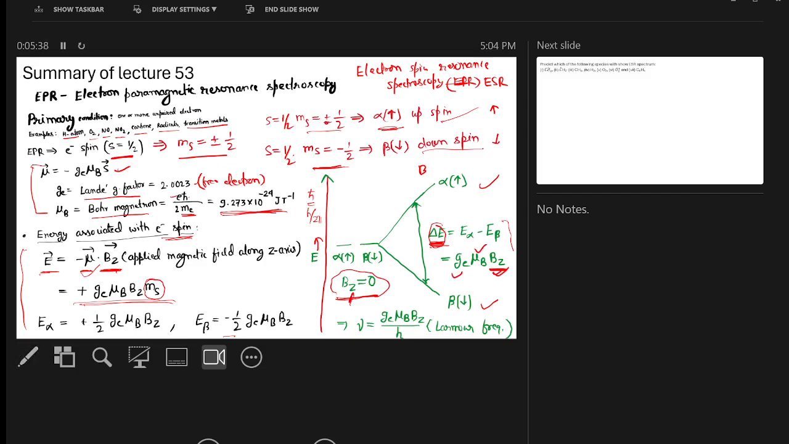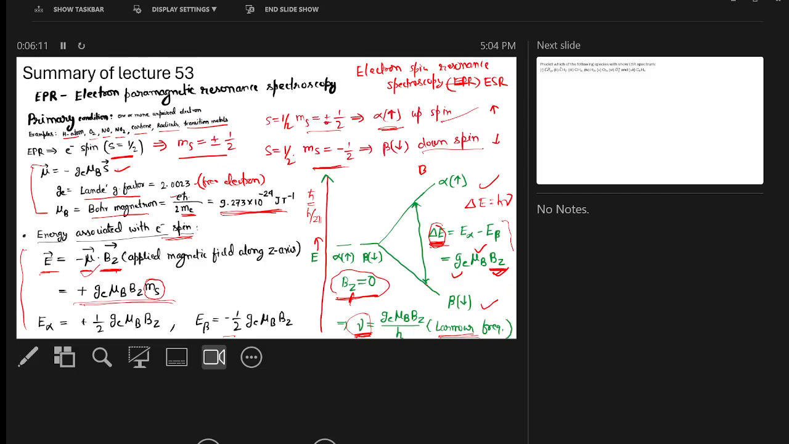So higher the strength of the magnetic field, higher will be the energy difference between alpha and beta spin. So you can write delta E is equal to h nu, correct? This delta E we know is equal to h nu. So we can substitute here and we can calculate this frequency. This frequency is nothing but your Larmor frequency. Okay. So this frequency is the frequency required for the transition from beta to alpha.